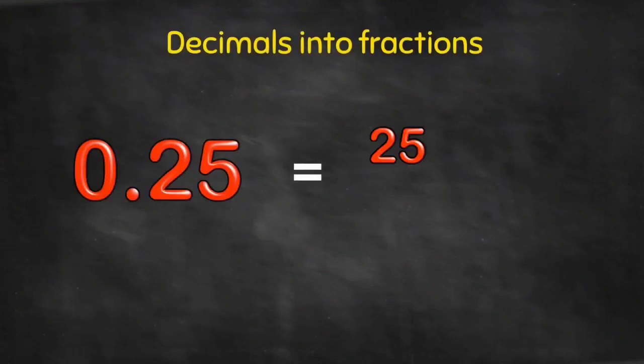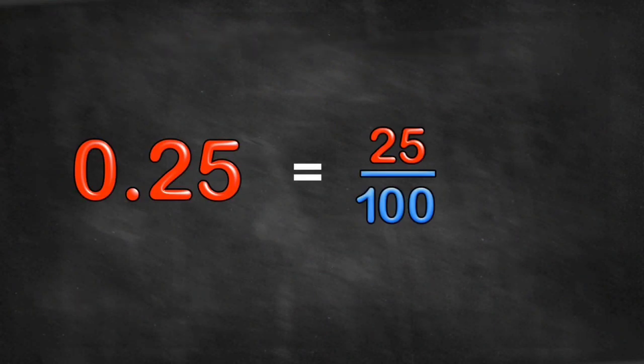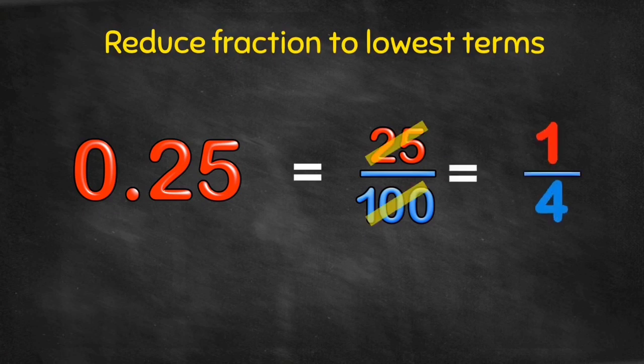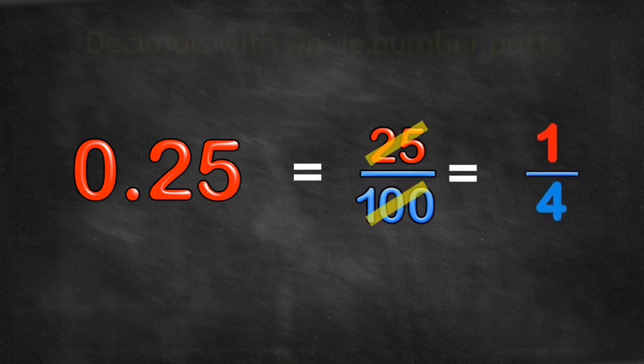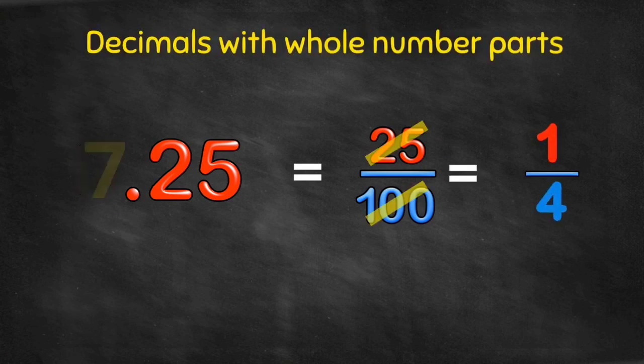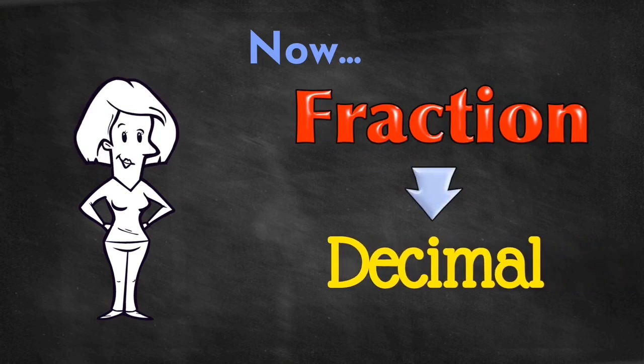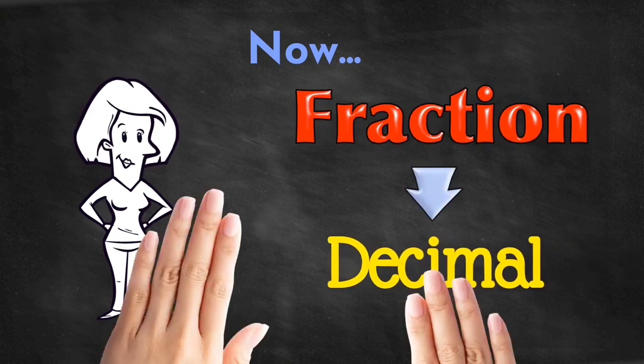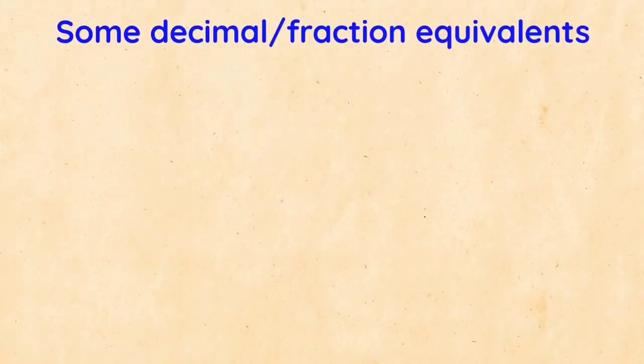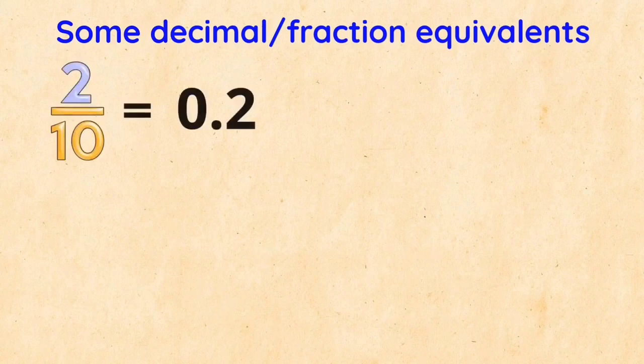You have learned how to convert any decimals into fractions. You have also learned to reduce fractions to lowest terms. And also you have learned decimals with whole number parts, that give you a mixed fraction. Now we are going to learn how to convert fractions into decimals. You probably already know some decimal fraction equivalents.